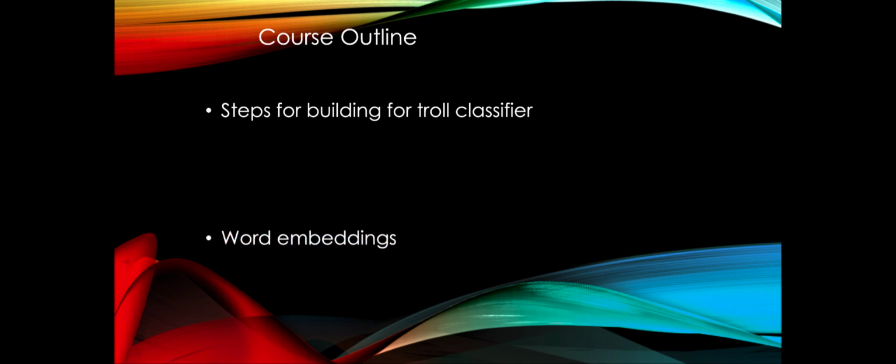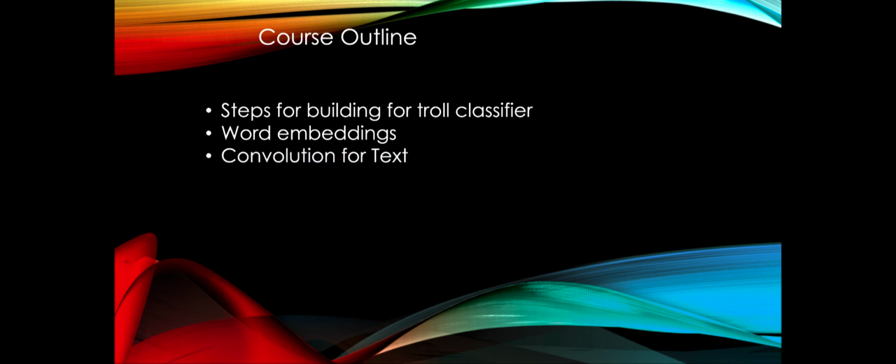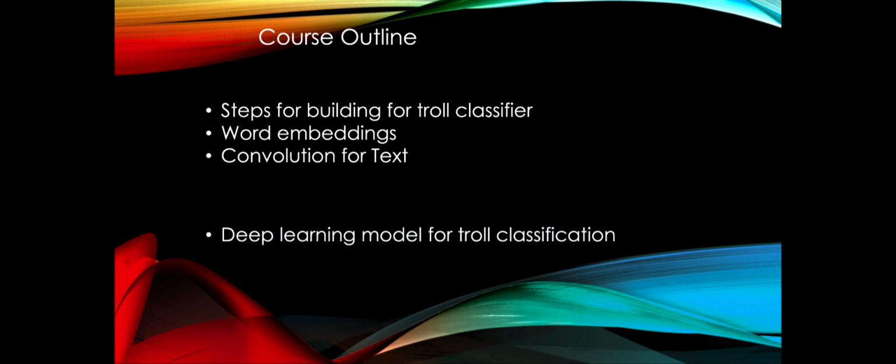So here's the course outline. We will first learn the steps for building a troll classifier. We are going to learn word embeddings, which is a technique for converting words into numeric vectors. We will use convolution for text, especially convolutional neural networks. And in this particular case, we are going to use one-dimensional convolutional neural networks.